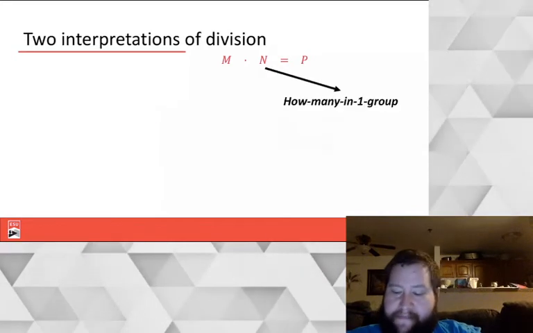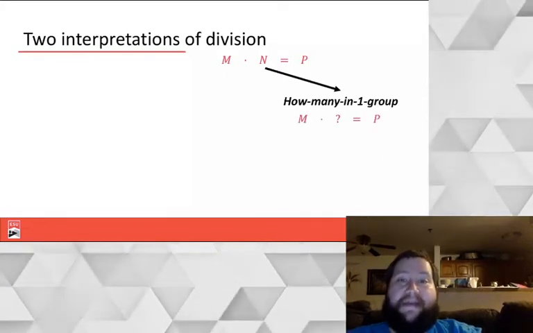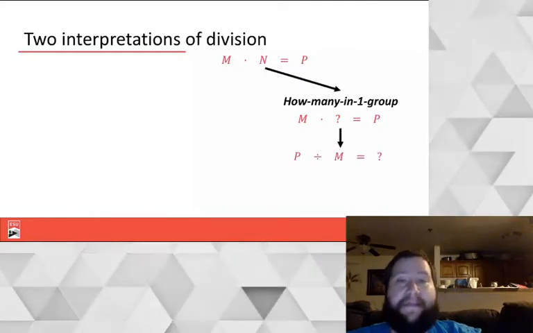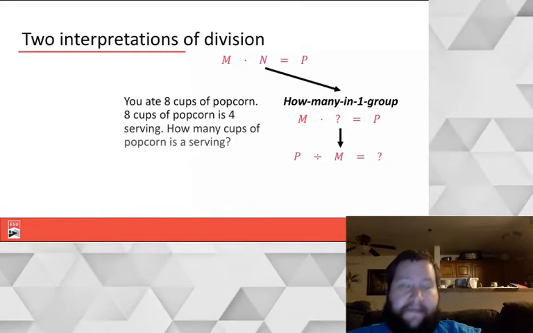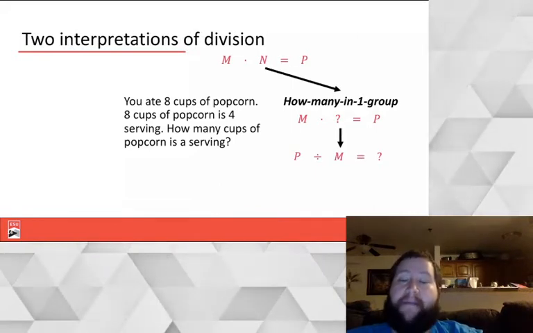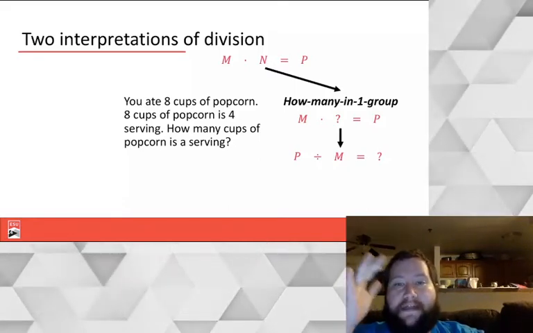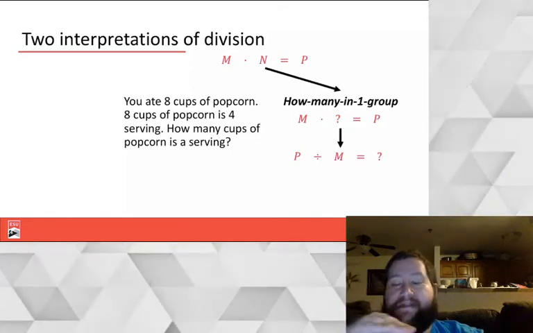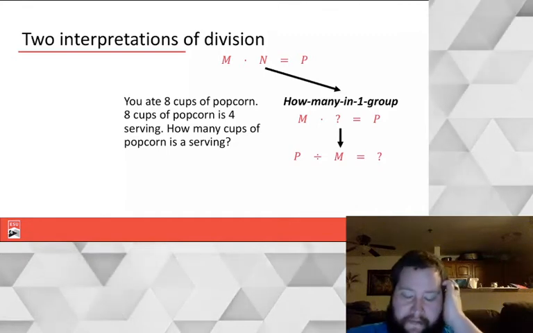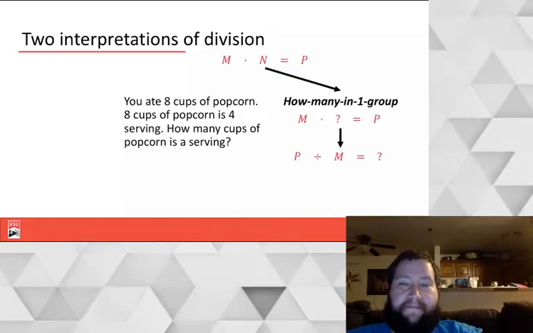Now in the other case, how many in one group? So we have m times something is equal to p. And that we would write still p divided by m now instead of n. And an example here: you ate 8 cups of popcorn. 8 cups of popcorn is 4 servings. How many cups of popcorn is a serving? And so you know that in total there are 8 cups, and you can split that evenly amongst 4 people, so how much ends up in each of those? Yes. That's precisely right.